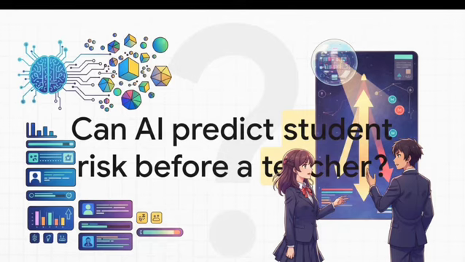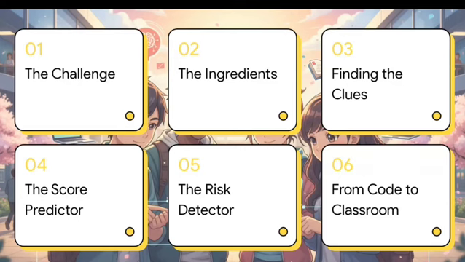So, here it is, the big question, right? Can a computer, just by looking at some pretty simple behaviors, tell if a student is in trouble, maybe even before their teachers can? The answer, well, it might just surprise you. Let's walk through how a system like this actually gets built from the ground up.